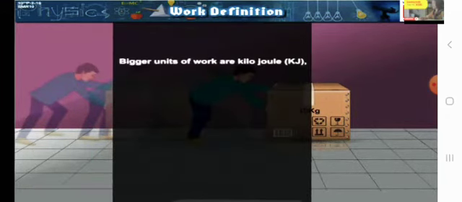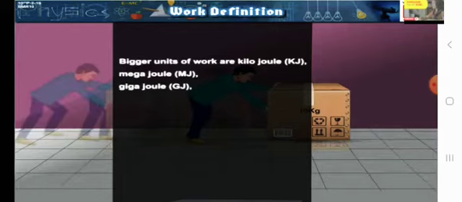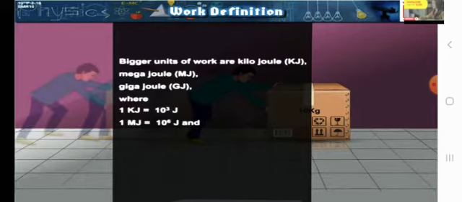Bigger units of work are kilojoule (kJ), megajoule (MJ), gigajoule (GJ), where 1 kilojoule is equal to 10^3 joule, 1 megajoule is equal to 10^6 joule, and 1 gigajoule is equal to 10^9 joule.